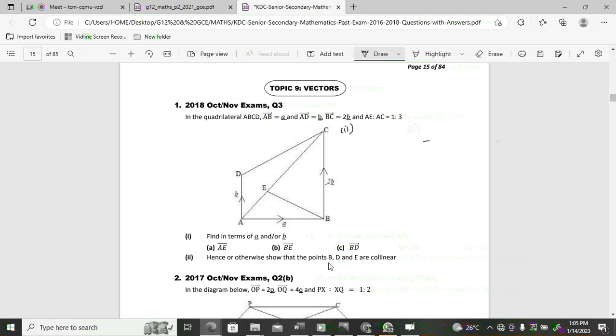So look at the points you've been given. You've been given B, D, and E. So what you are going to do is get B and D, so I'm going to find BD.